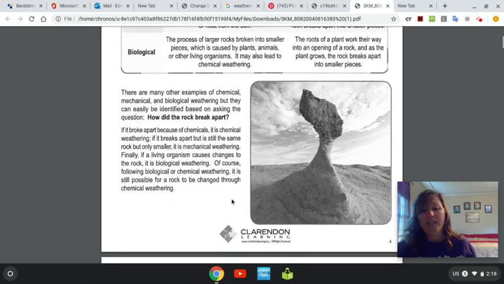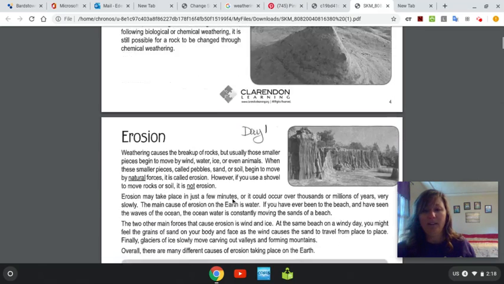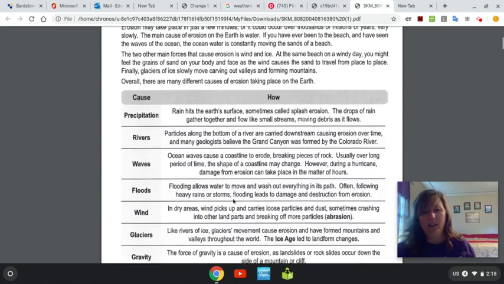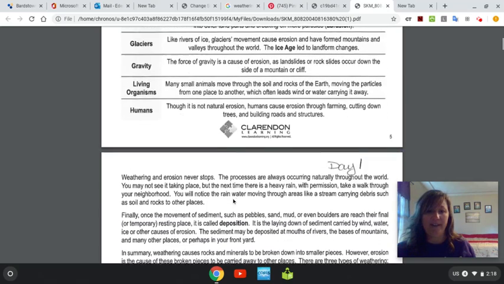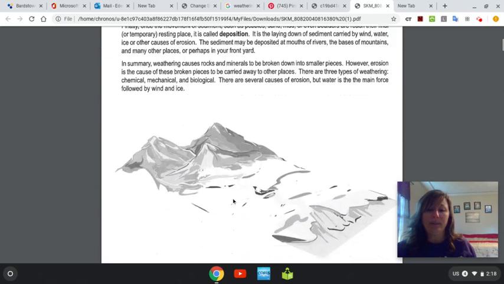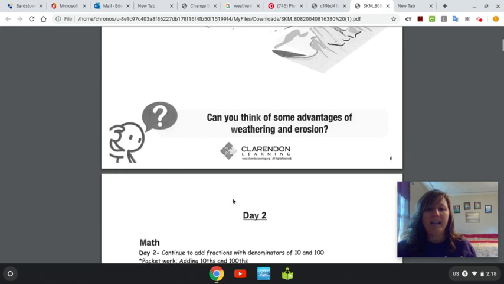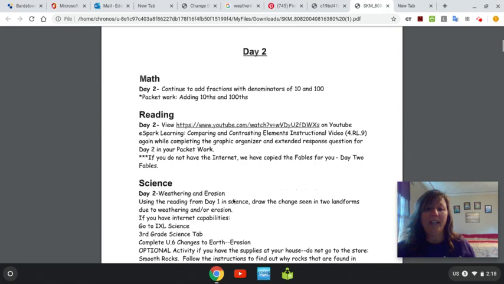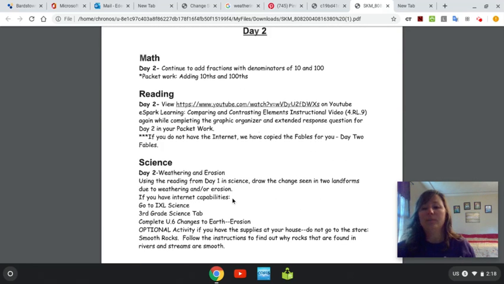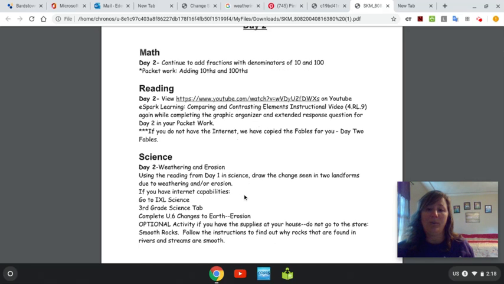And then it gives you examples of weathering and erosion and causes of erosion. You're going to read about that. And then you're going to read about deposition. Now, on day 2, you're going to answer the questions. So day 1, you're just reading. And then on day 2, you can answer the questions.